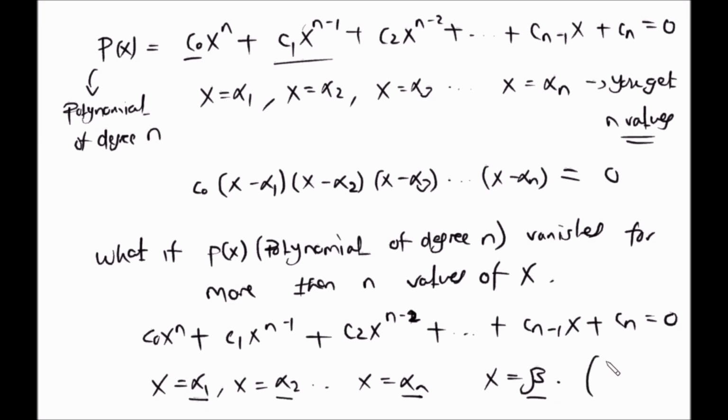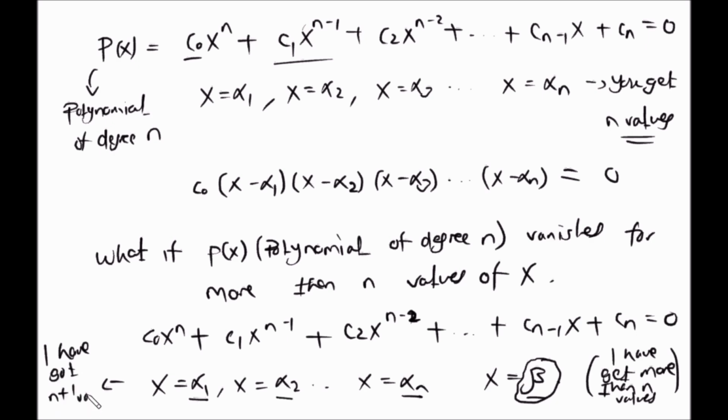Kwa hiyo majibu yangu sasa ni alpha 1, alpha 2, alpha 3 mpaka alpha n pamoja na beta. So now I get more than n values. So now I've got more than n values of x, ambayo hiyo value yangu ya nyongeza ni huyu hapa beta. I have got n plus 1 values. Kwa hiyo value yangu ya nyongeza ni hii hapa beta.